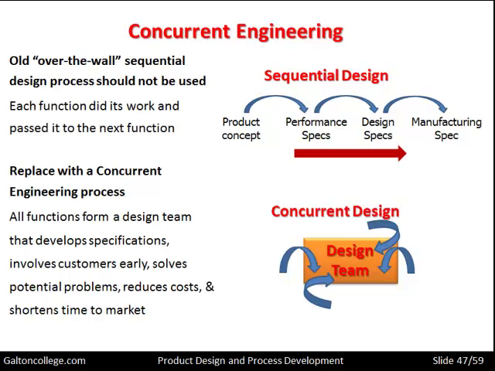So the old-fashioned sequential one, there could be problems developed anywhere along the line. There was the concept of the product, performance specifications, what they wanted, the design specifications, and when they finally got around to manufacturing it, they may find that the product was not practical. There were some issues that were not picked up. Or they produced a product that the market didn't want. So concurrent engineering processes involving multidisciplinary teams are seen as more effective.